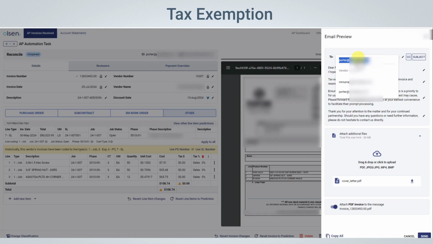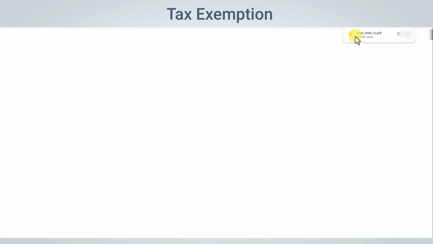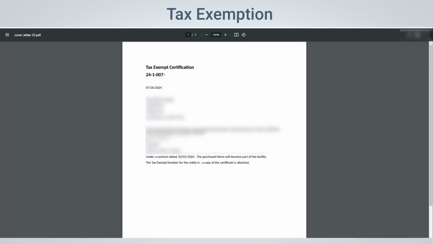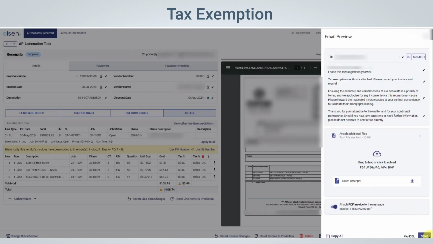Notice that AP Wizard has automatically fetched the proper tax exemption form for each job. Here, we can see the certificate. Once the email is ready, we can click Send. This streamlined process ensures that tax exemptions and invoice corrections are handled quickly and efficiently.